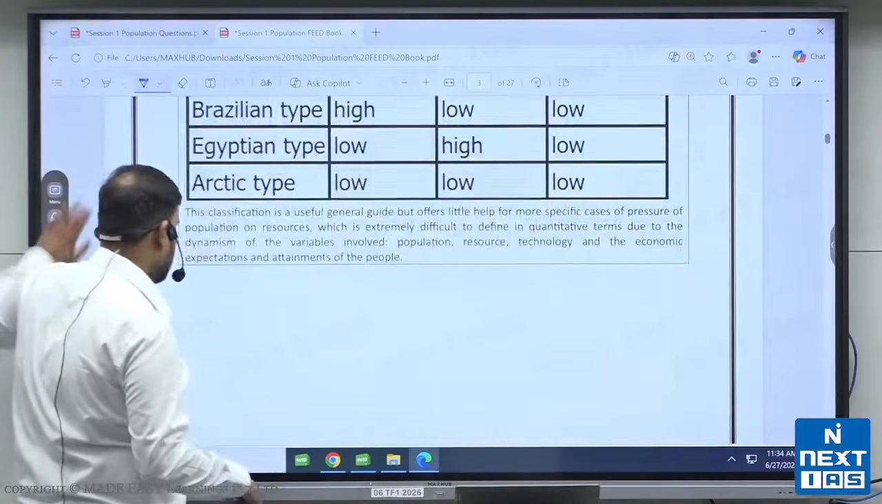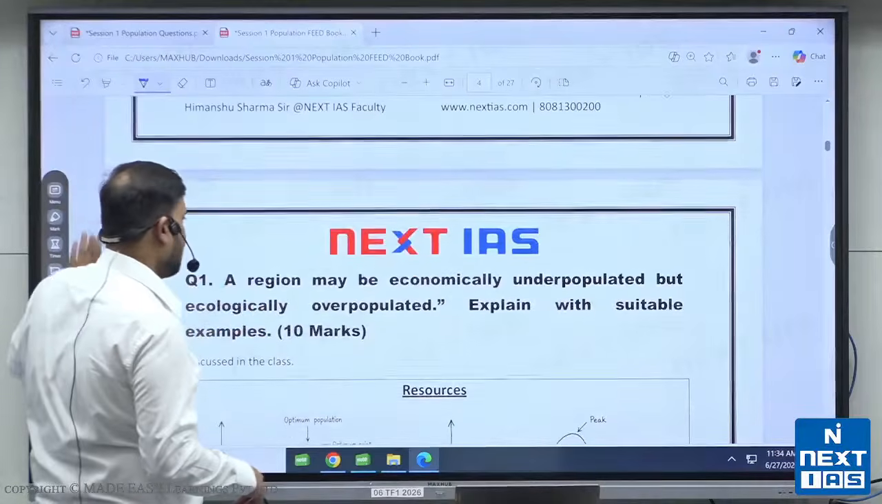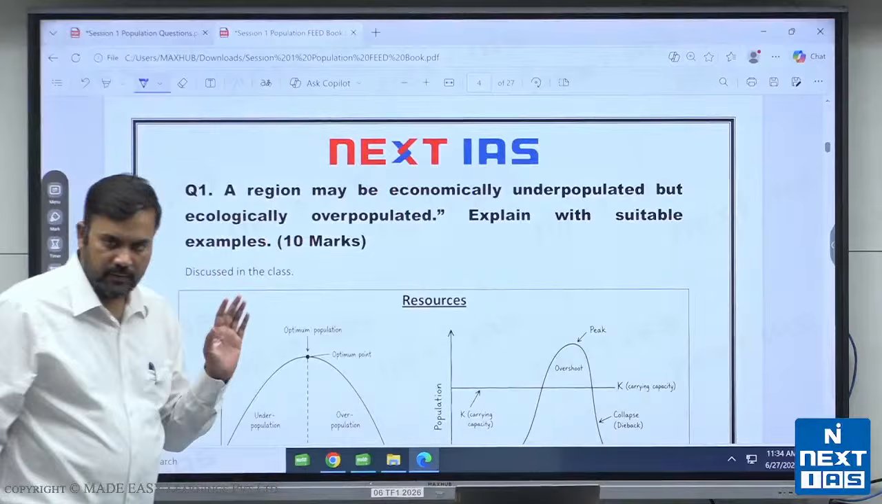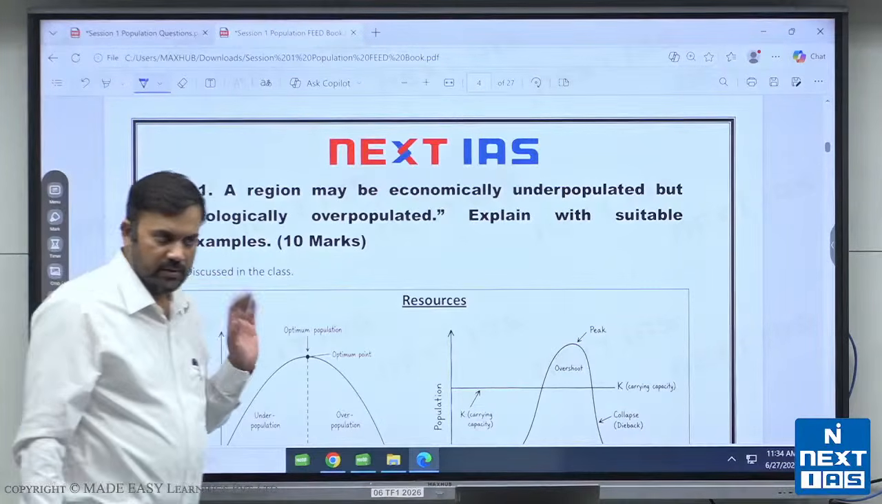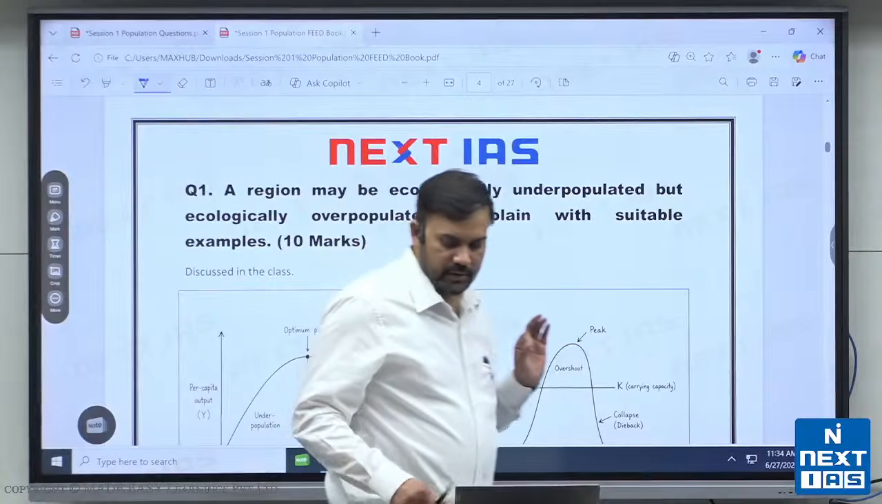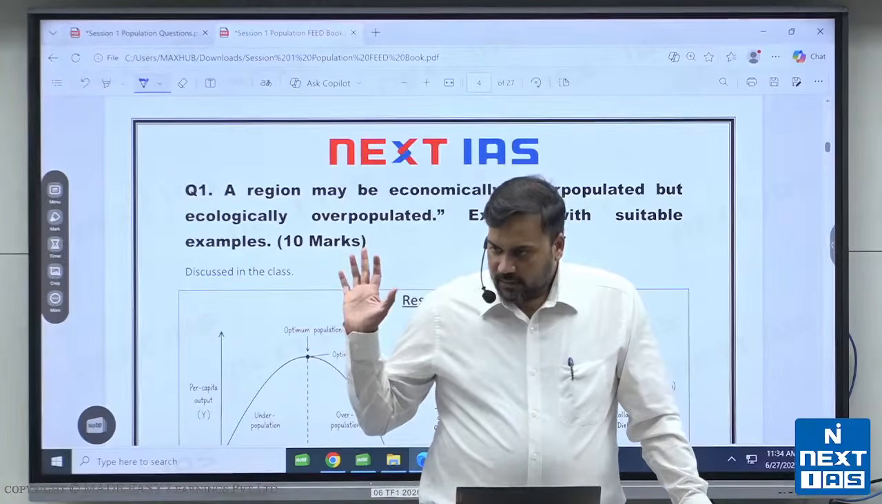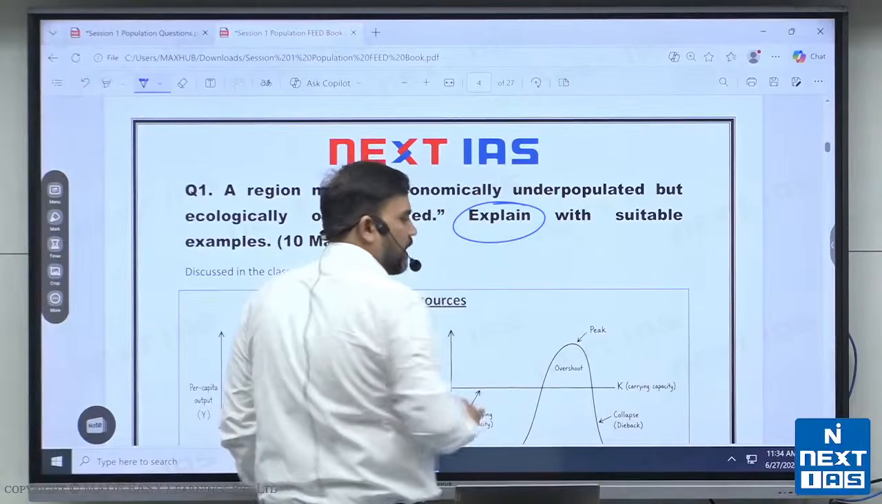Coming to our question, so a region may be economically underpopulated but ecologically overpopulated. Explain with suitable examples. This is basically what the question is asking. It is a 10 marker. Keyword here is what? It is explain.